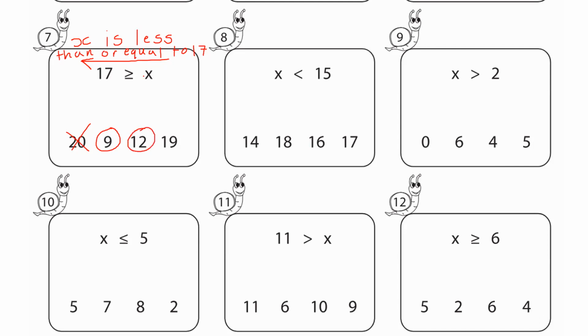Anna Johnny, does 19 work for X is less than or equal to 17? It says X is less than or equal to 17. No, 19 would not work.